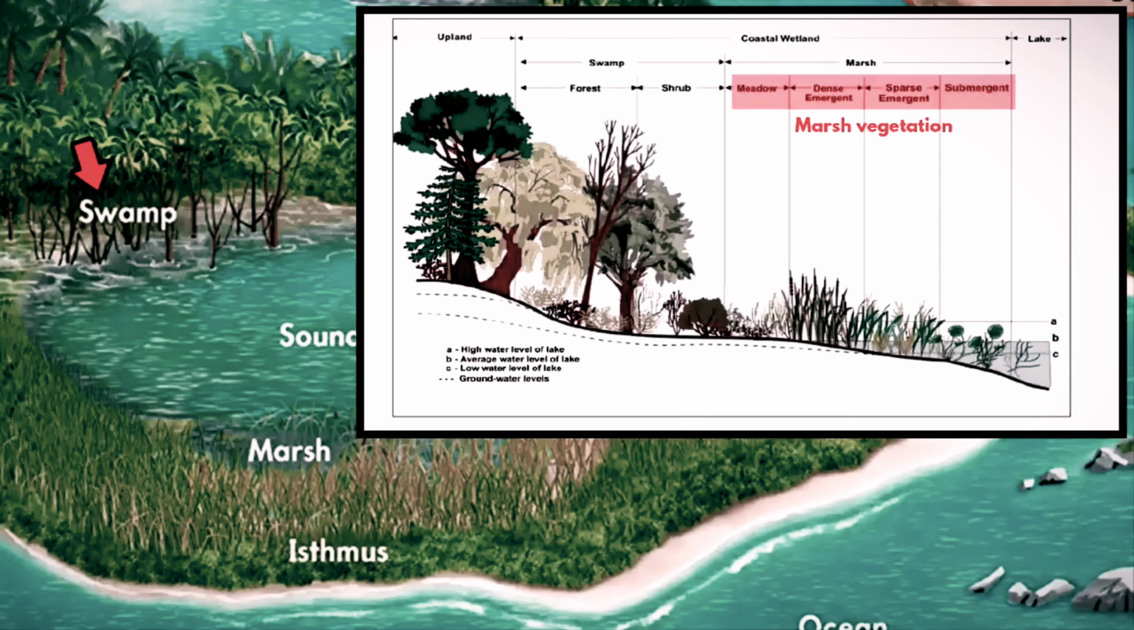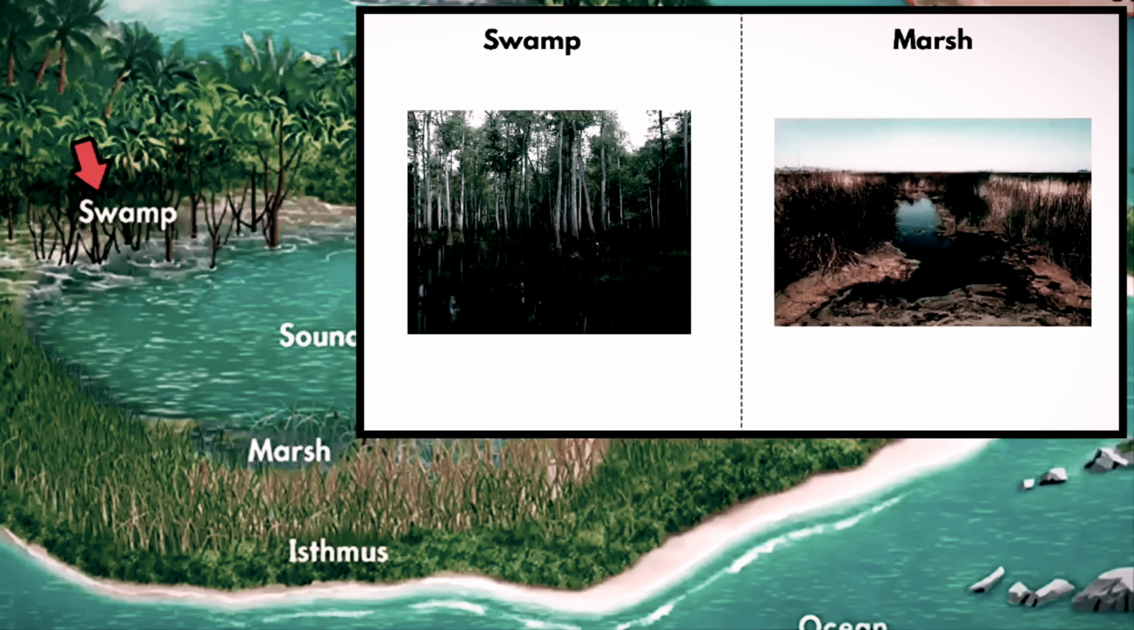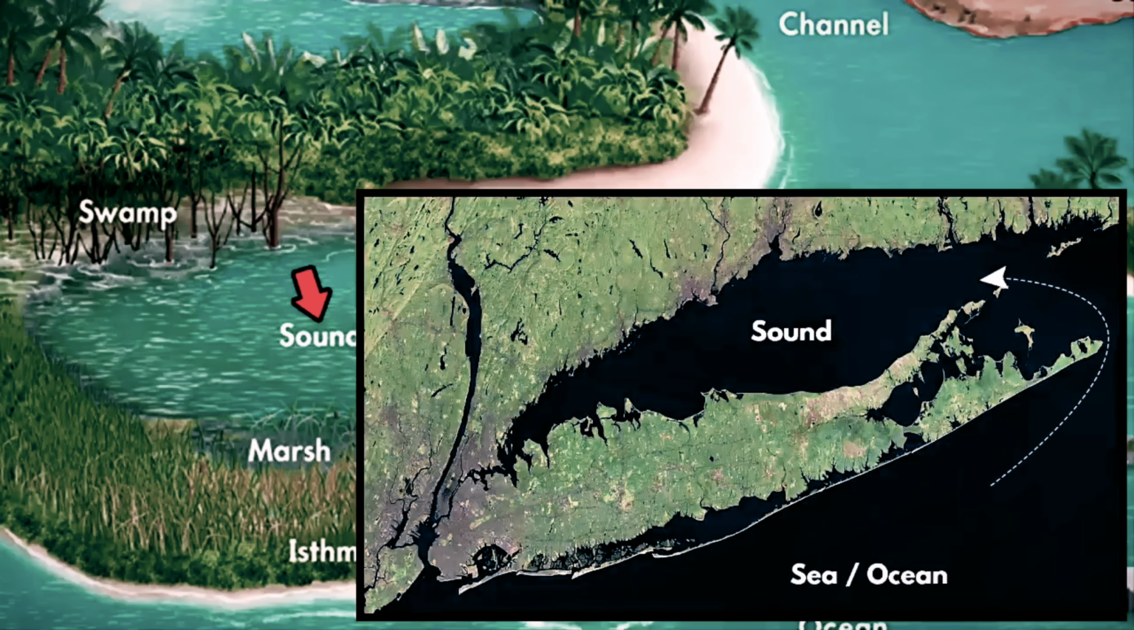So the only difference between a marsh and a swamp is the existence of trees. If there are trees and woody plants, then it has to be a swamp. Please remember this point. The next one is sound. It is a geographical term. Please don't think of it as a sound wave. A sound is a large sea or an ocean inlet that separates two land masses.